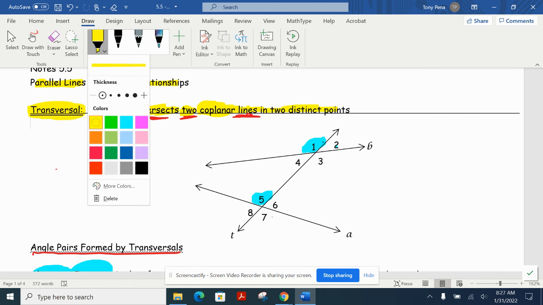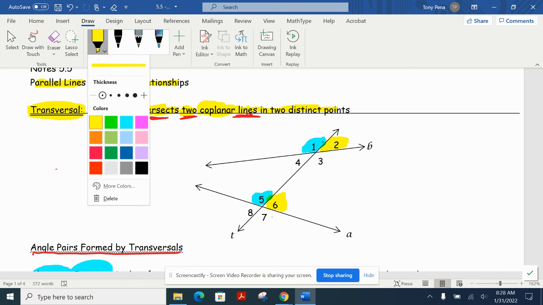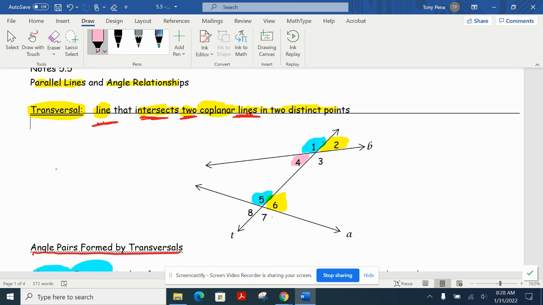If I go to angle 2, notice how that's kind of the upper right-hand side. So down here, it's angle 6. That is the upper right-hand side. So 2 and 6 correspond to each other. A lot of corresponding, because now if I come down here, 4 is the bottom left-hand corner. Angle 8 is the bottom left-hand corner for that one. And then last but not least, angle 3 is the lower right-hand corner. Angle 7 is the lower right-hand corner. Those are all corresponding angles.